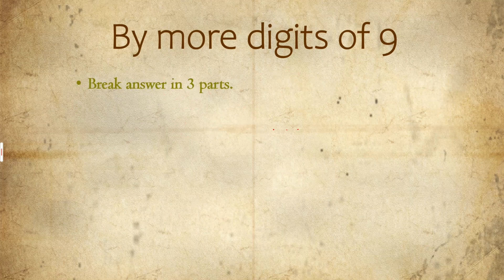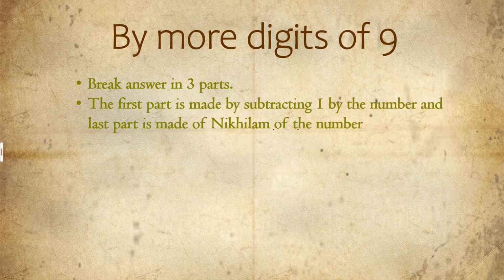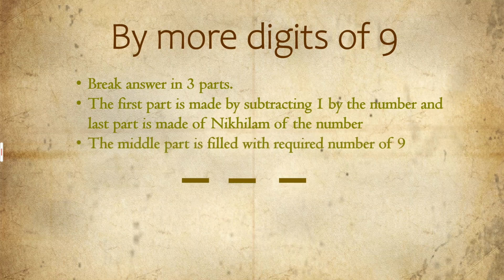This time, we are going to break the answer into 3 parts. The first part is made by subtracting 1 from the number, and the last part is made of the nikhilam of the number, which is the same as the last rule. The only difference is the middle part, which is filled by the required number of 9s. Now, what does that mean? Let's understand. First, let's see what appears in the 3 parts.